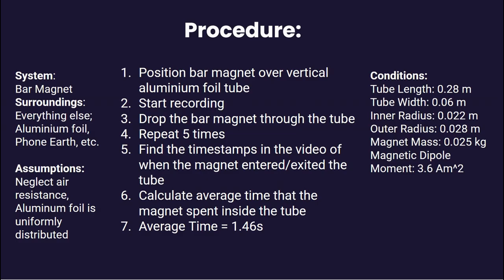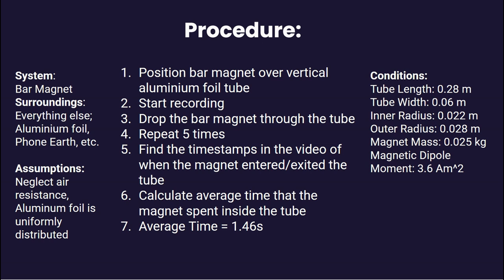For the procedure of the experiment, our system was the bar magnet, and the surroundings were everything else, including the aluminum foil, our phone to record, Earth, etc. We assumed there is no air resistance, we neglected that, and that the aluminum foil is uniformly distributed. On the right, you can see the conditions that we started with: the tube length, width, etc.